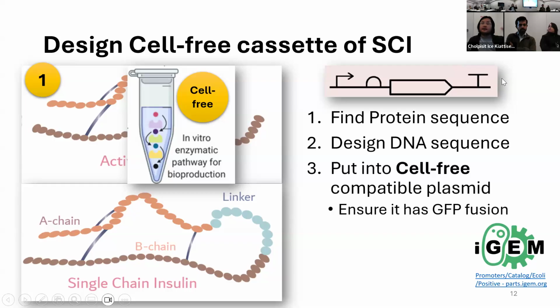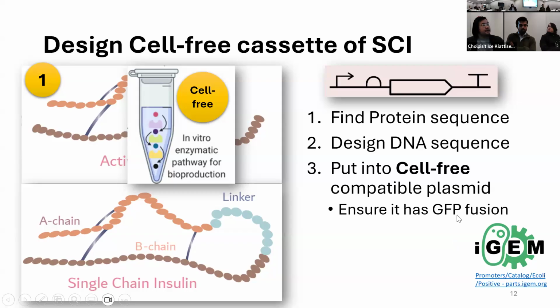Three, you have to put it into the cell-free compatible plasmid. You have to know what kind of experiment you want to do at the end so that you can put it into the proper context that you're trying to work on. So in this case, you're working on a cell-free plasmid. You have to make sure that the plasmid you're working on is compatible with the cell-free system, and you're going to put them into the proper context you're working on.